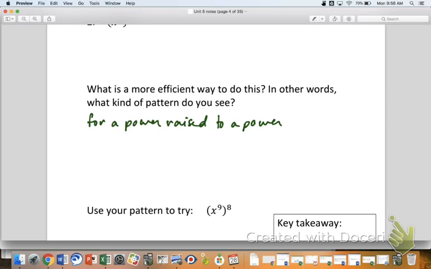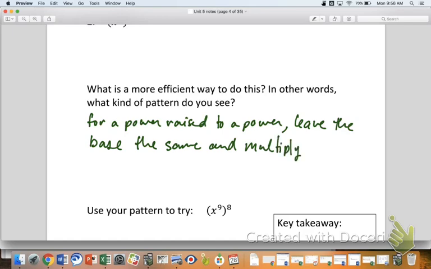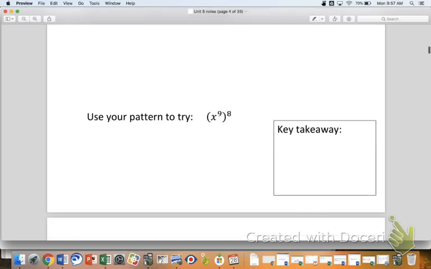So if you have a power raised to a power, what did we do with the bases? Yep, leave the base the same. And what do you do with your exponents? And it's multiply. That's right. Right, 2 times 3 was 6. 4 times 3 was 12. So we would multiply our exponents like so. All right, so then a key takeaway we will arrive at here in just a second.